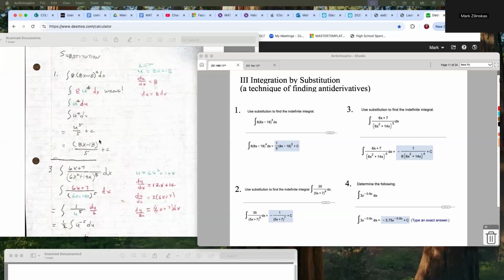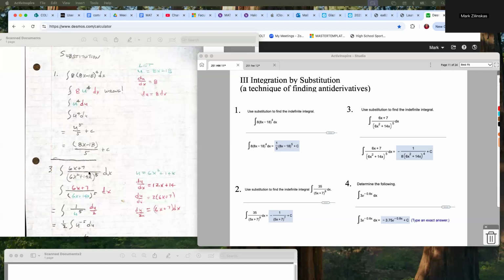I just realized here this should be a 5. I put the 8x minus 18, but I didn't recopy the 5. So this should be a 5 right here. Sorry about that. So that would be my solution, which would be key over here. And notice they just wrote the 1/5 out front.